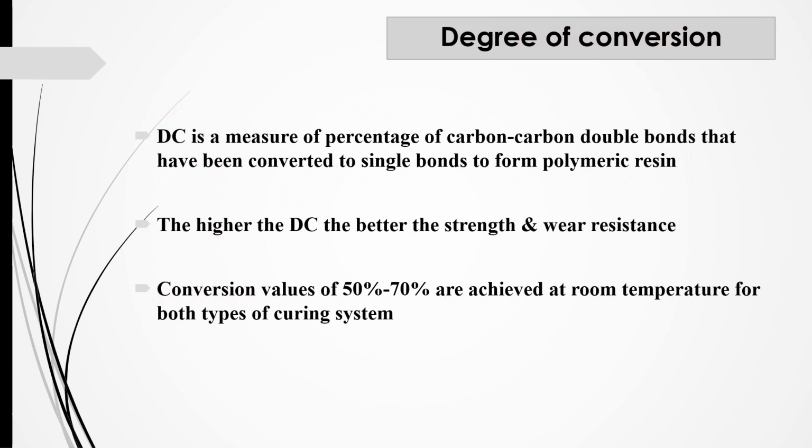So coming on to degree of conversion, it is a measure of the percentage of carbon-carbon double bonds that have been converted to single bonds to form polymeric resin. The higher the degree of conversion, the better the strength and wear resistance. Conversion values of 50 to 70% are achieved at room temperature for both types of curing system.